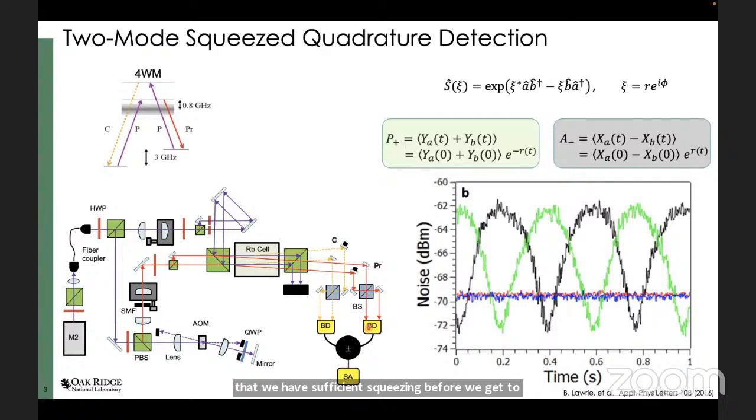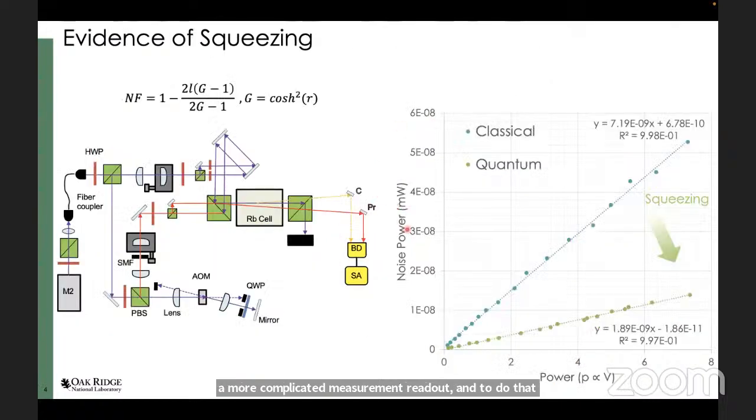And to do that, you have a simpler measurement scheme where you just pass the light from these entangled beams, the conjugate and probe, onto a balanced detector. You look at the intensity difference. This is a balanced detector. You're taking the difference of the two intensities. You read it out on a signal analyzer.